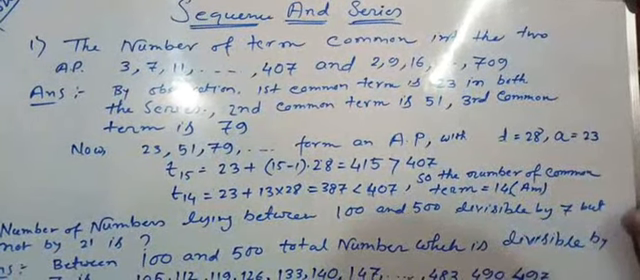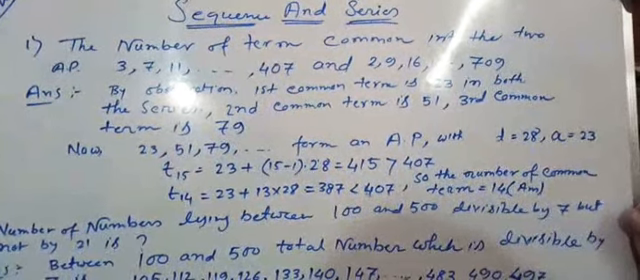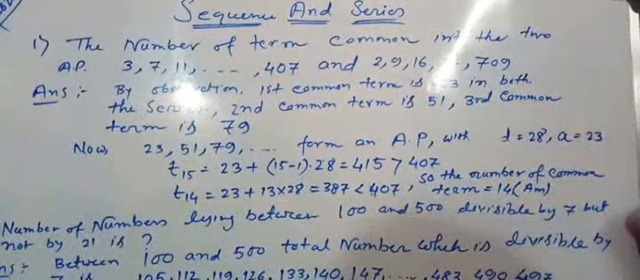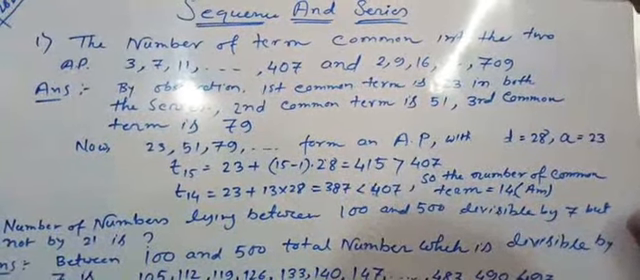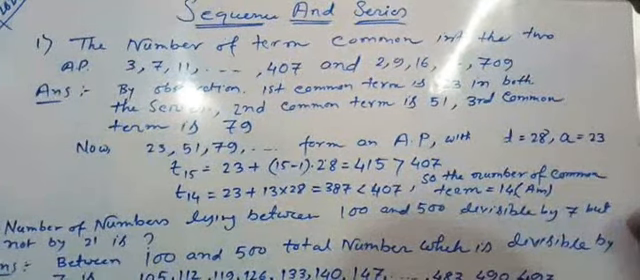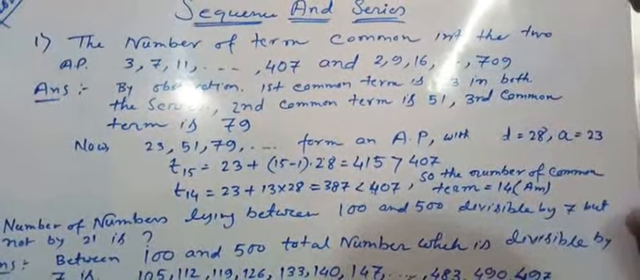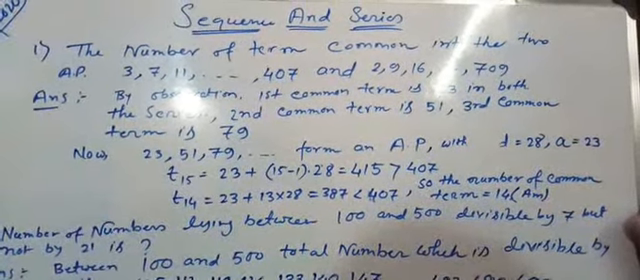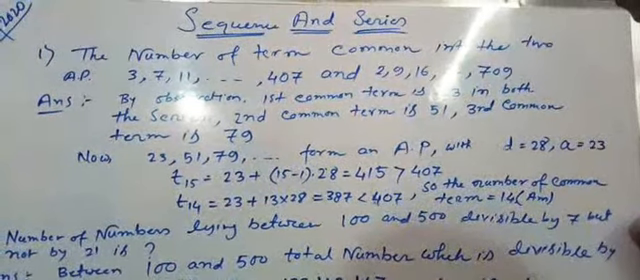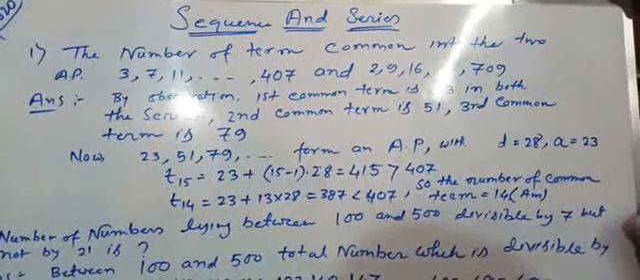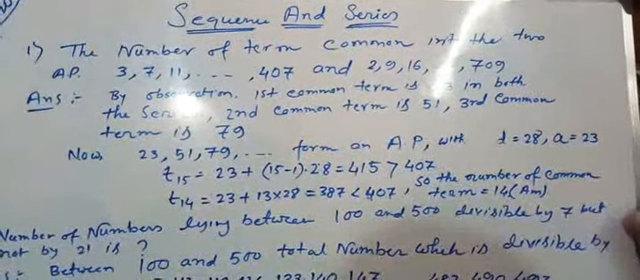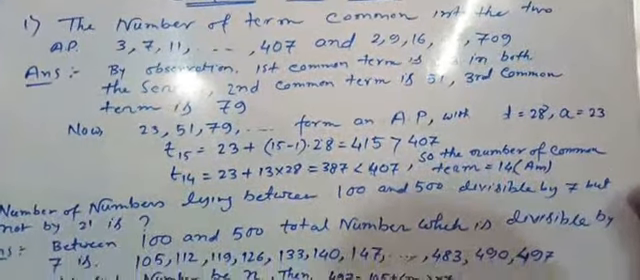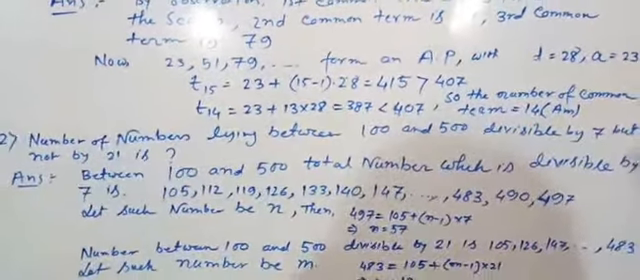So obviously the number of common terms should be 14, because if we take 15 common terms, the series 23, 51, 79, ... exceeds 407, which is the last term of the first series given. The common terms should lie within that, so there should be 14 terms. This is the answer to the first question. Come to the next question.